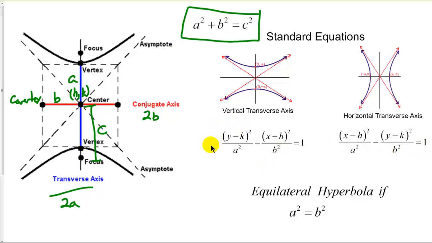To distinguish once again, we find out which term is actually leading. In other words, which term is positive. If the y term is positive, then that hyperbola goes up and down. If the x term is positive, then that hyperbola goes left and right. We have an equilateral hyperbola if a squared is equal to b squared, by definition.